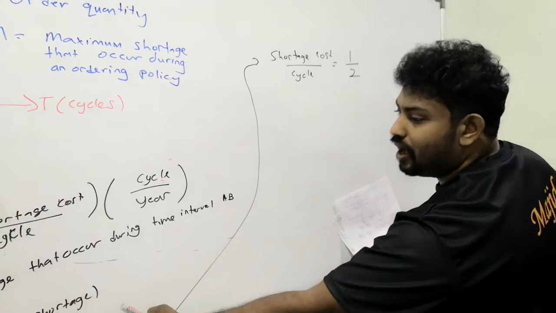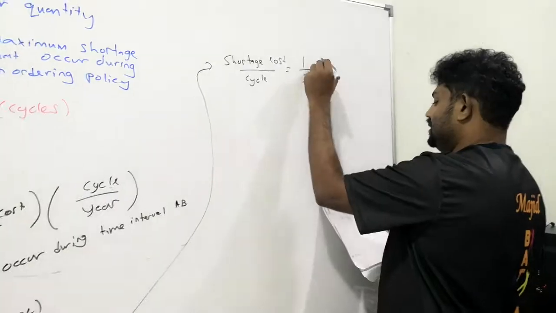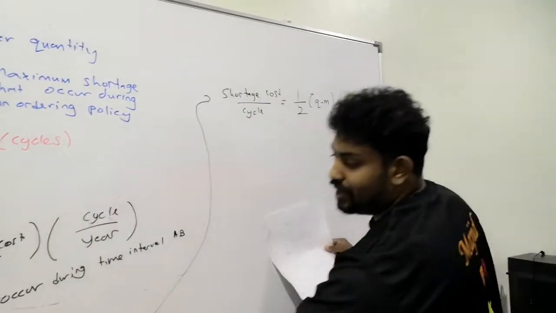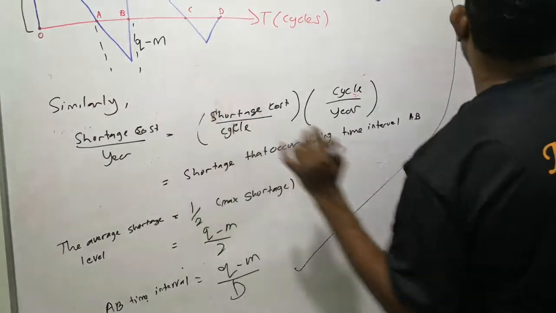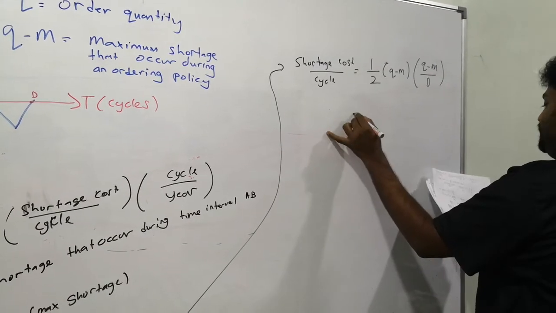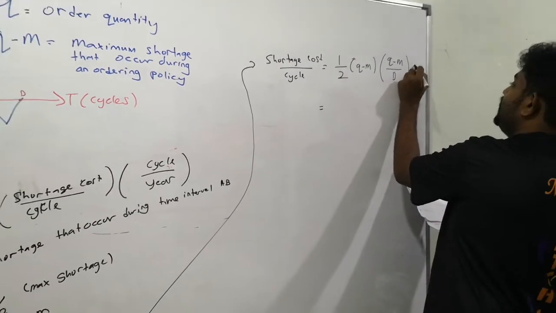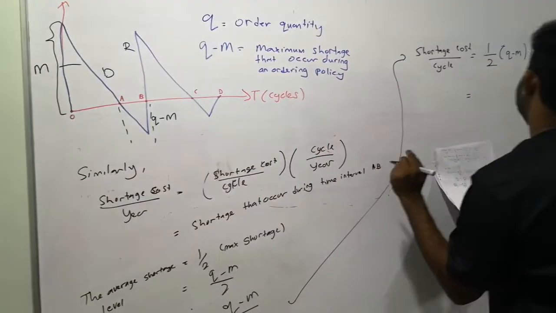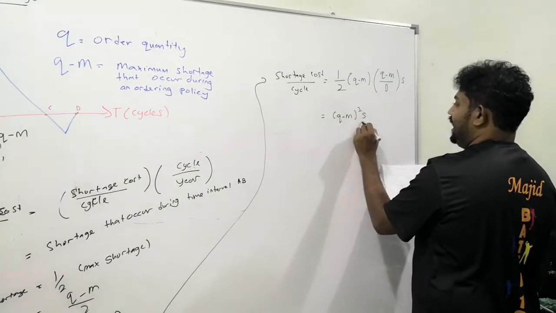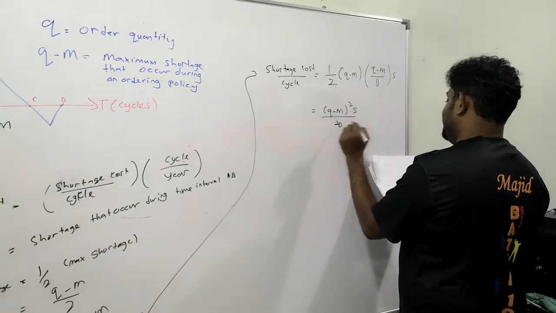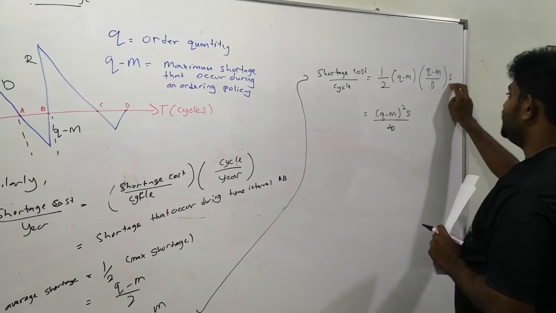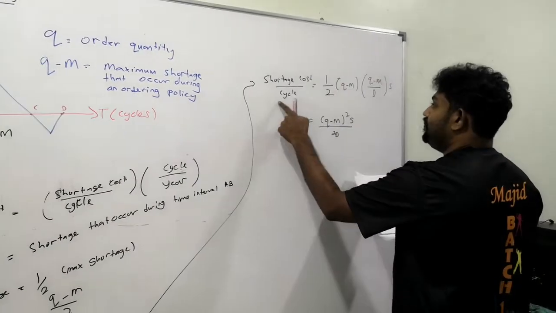It is half of the average shortage, which means half of (Q minus M), times the time interval, which is (Q minus M) over D. And since this is under shortage, we need to include the shortage cost S. What we get is (Q minus M) squared S over 2D. Because these are on shortage, we add the additional symbol S. So this is for the cycle.